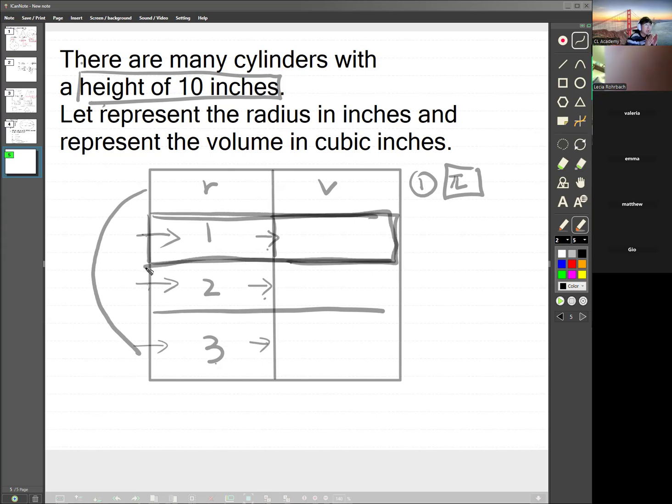One more time. Height is 10. And when radius is 1, what's the volume of the cylinder? That's what they're asking. First, how do we find the volume of a cylinder? Pi r squared times h. But h is 10 in this case. Now, first one, radius is 1. Then what's the volume? Pi times 1 squared times 10, which is 10 pi.